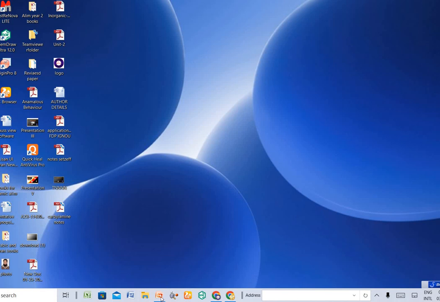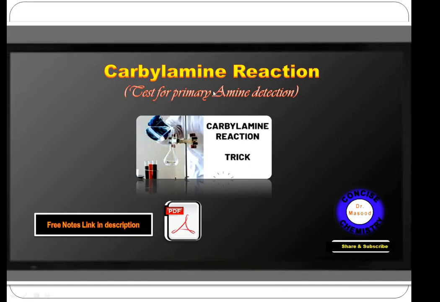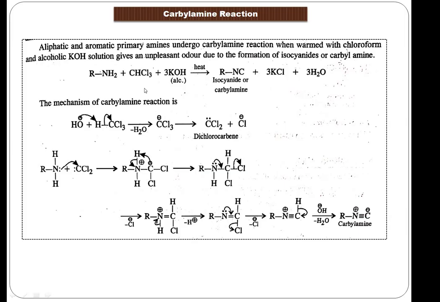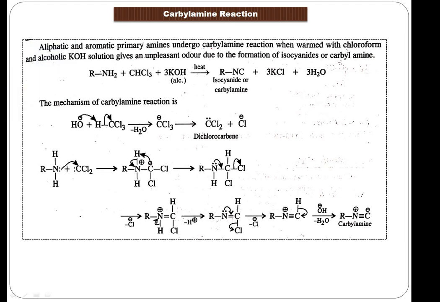Bismillahirrahmanirrahim. Today we have another important topic in the organic chemistry class, that is the carbylamine reaction. This is also basically a test for the detection of primary amines. Basically aliphatic and aromatic amines undergo this carbylamine reaction.